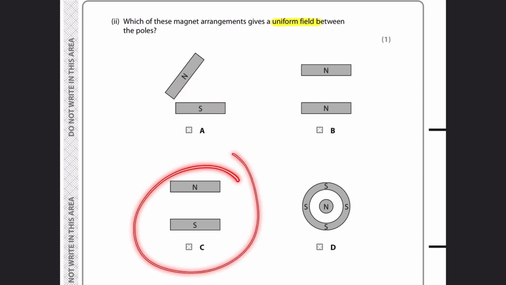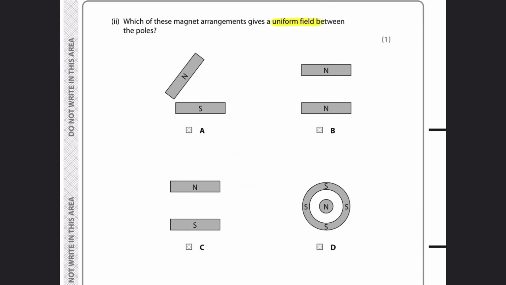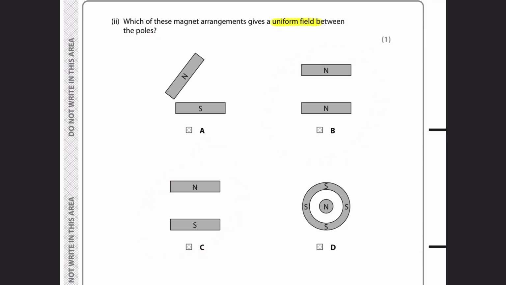So is it C or B then? Which one has a uniform magnetic field? You go back to your basic knowledge about magnets. Magnets are attraction between opposites. Which one has attraction, north and south, right? Because they're opposites. Would this one have any attraction? No way, because north and north actually repel. So they would not even have a magnetic field between them because they're too busy repelling each other. Therefore, the answer is C.